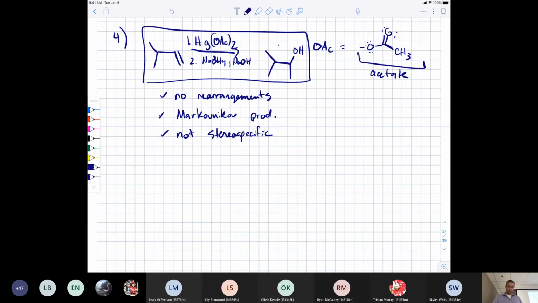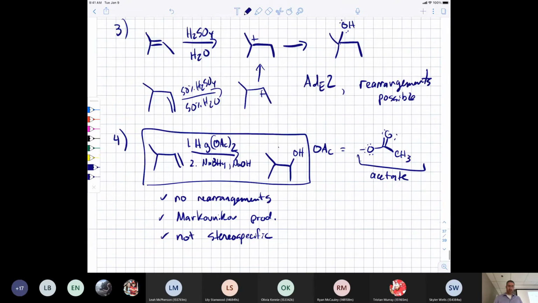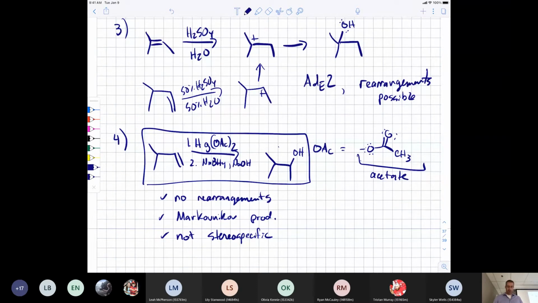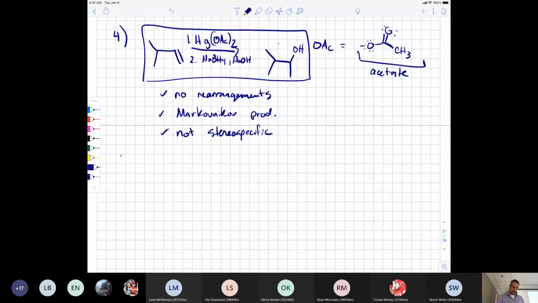So this is, in terms of the products you get, the same as step 3 in many cases, but where a rearrangement might take place with 50% sulfuric acid, you won't get that under these conditions. This might be a better set of conditions if you are worried about rearrangements changing your carbon skeleton, which is not what you want necessarily in a reaction.